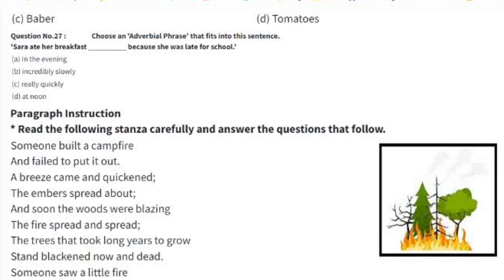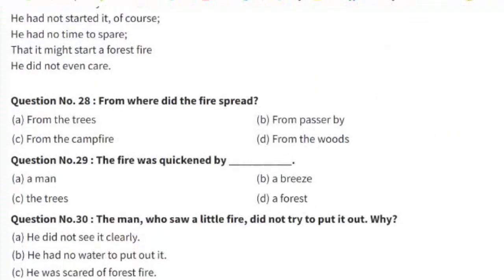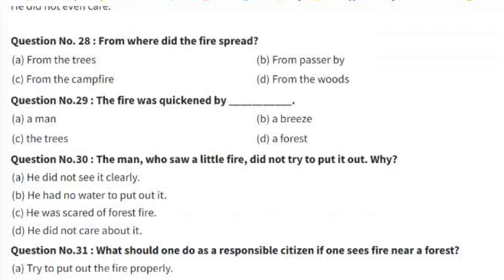Paragraph instructions. Read the following sentences carefully and answer the questions that follow. Question number 28, from where did the fire spread? The right answer is C, from the campfire. Question number 29, the fire was quickened by. The right answer is B, a breeze.